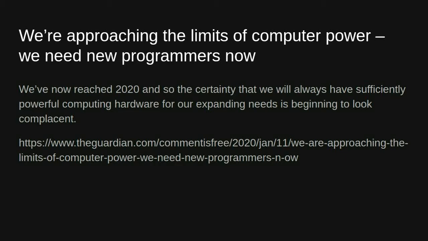As I've said before, this is an article that came out, I think, over the weekend. 2020, we're starting to reach the point where computing hardware can't be expanded a lot more. And we're a bit complacent.